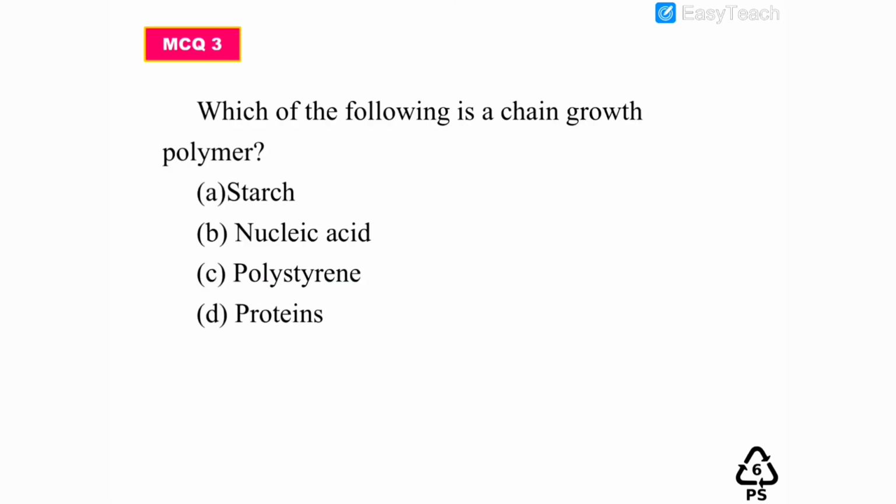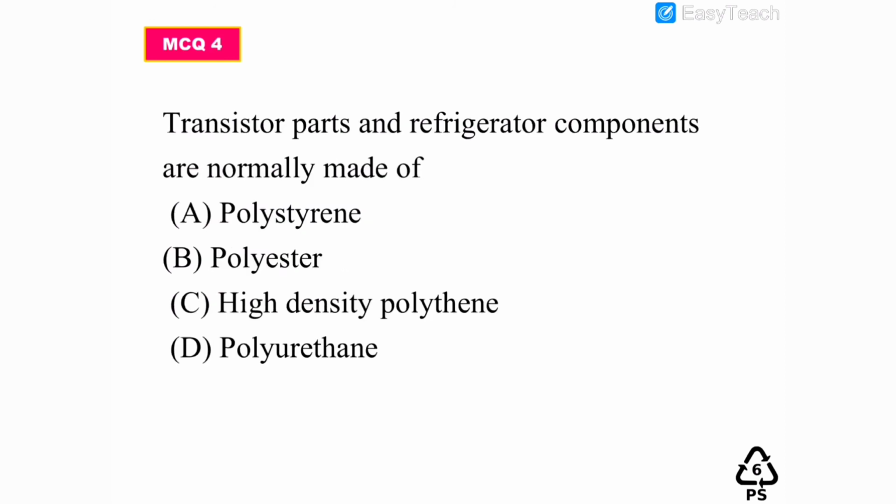The third question is, which of the following is a chain growth polymer? Option A. Starch. Option B. Nucleic acid. Option C. Polystyrene. Option D. Proteins. The answer is polystyrene.